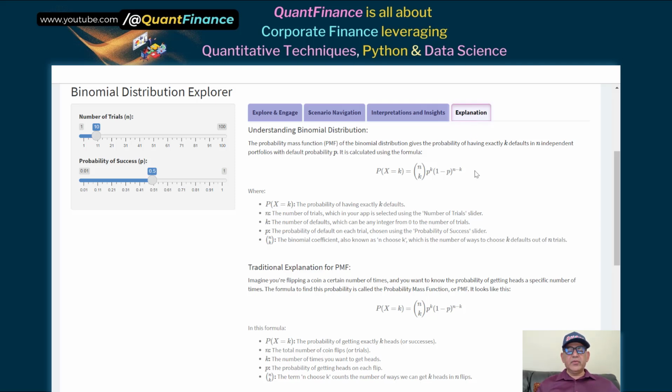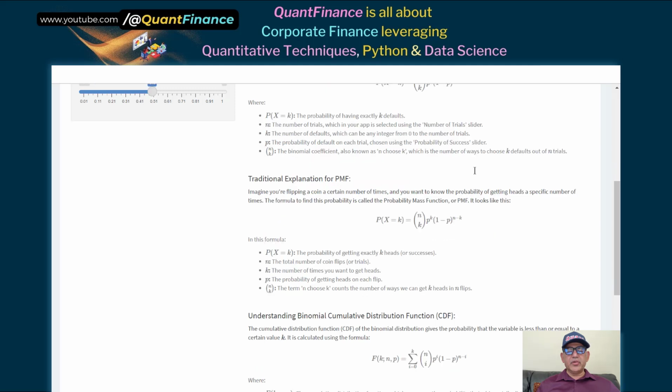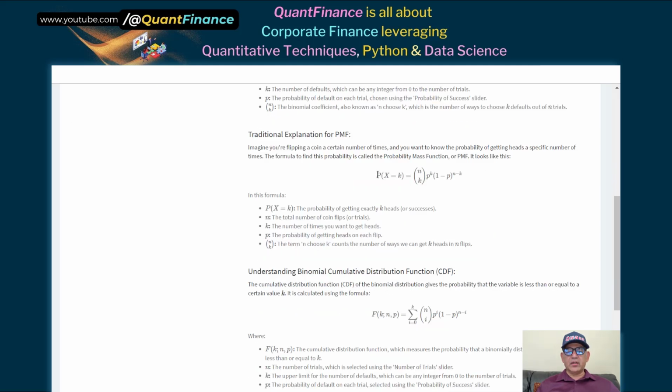So traditionally, we know that binomial distribution goes by this formula, right? P(X = k) represents the probability of getting exactly k heads or successes. We know that traditionally we have been studying the binomial distribution with the coin flipping scenario, where a coin is flipped several times and we want to know the probability of getting heads a specific number of times.